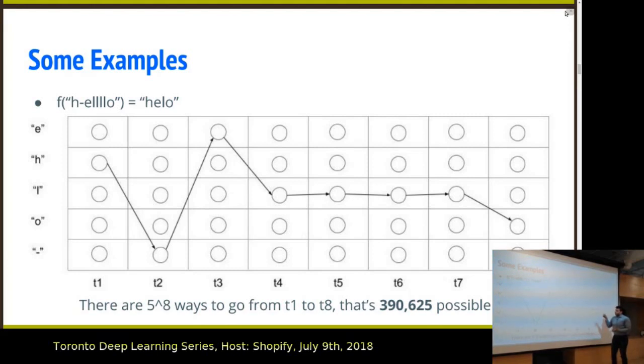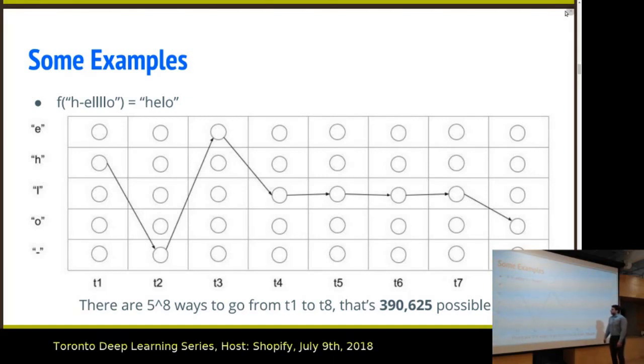And so if we look at this, we have 5 labels and we have 8 time steps. So there are 5 to the power of 8 paths in this entire grid that allow us to go from T1 to T8. And so that's over 390,000 possible paths.